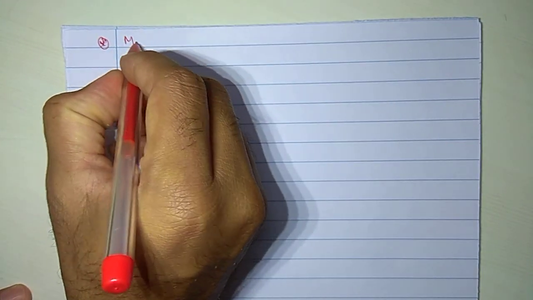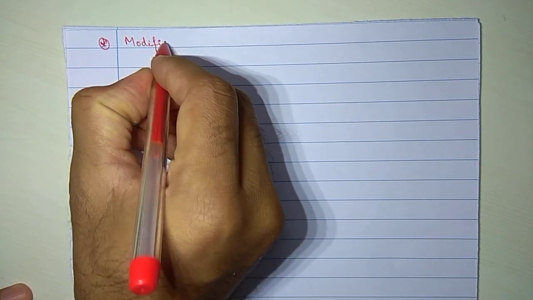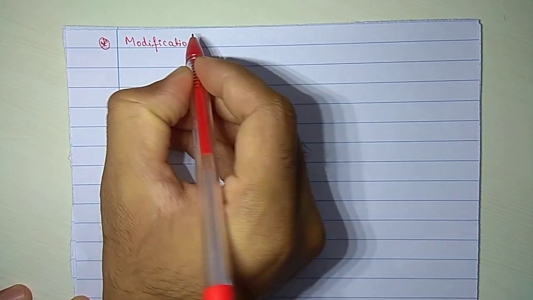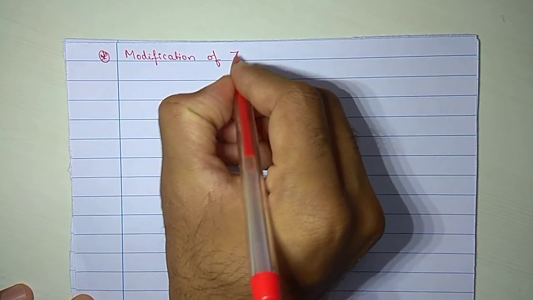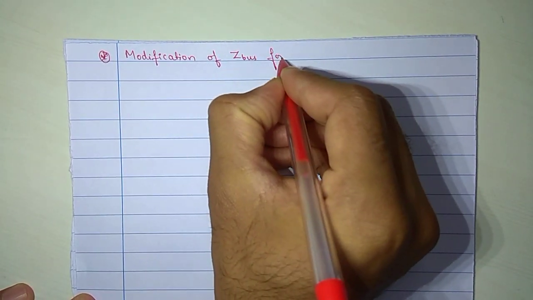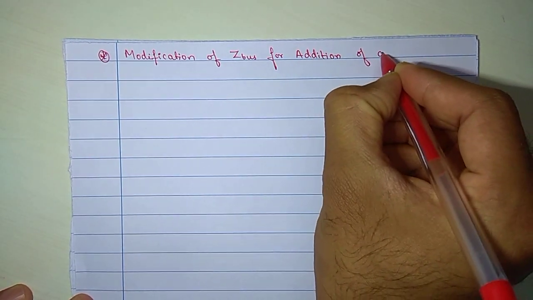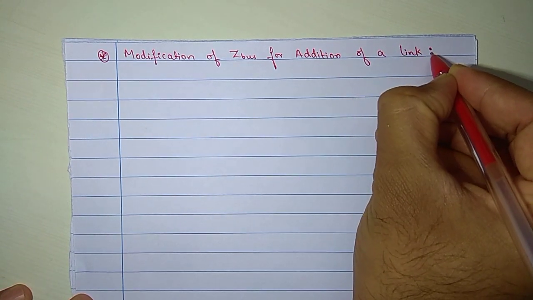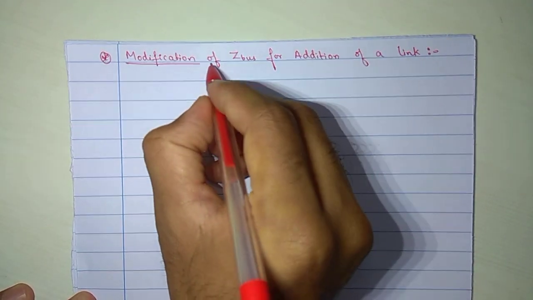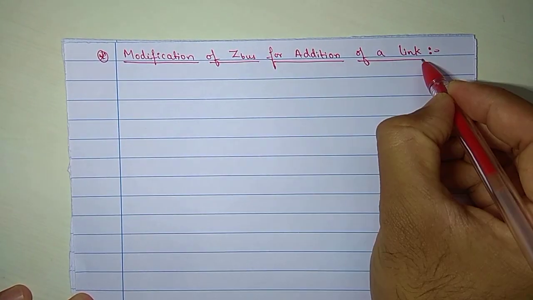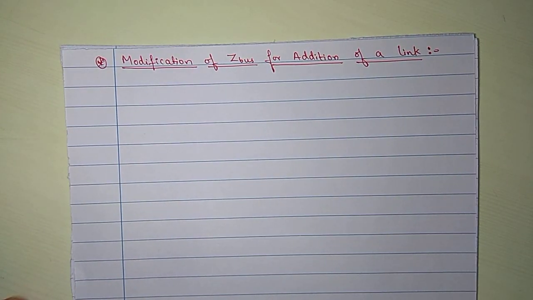Hello everyone. In today's class, we'll see the derivation of addition of a link, that is modification of ZBus for addition of a link. This is also an important derivation, can be asked for 14 to 15 marks. Now we'll start the derivation.